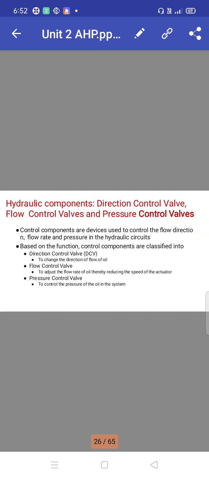Then hydraulic components. What are the hydraulic components? DCV, that is directional control valve, FCV, flow control valve, and PCV, pressure control valve. The control components are devices used to control the flow direction, flow rate and pressure in the hydraulic circuit. Based on function, control components are classified into directional control valve to change the direction of flow of oil, flow control valve to adjust the flow rate of oil, thereby reducing the speed of the actuator, and pressure control valve to control the pressure of the oil in the system.